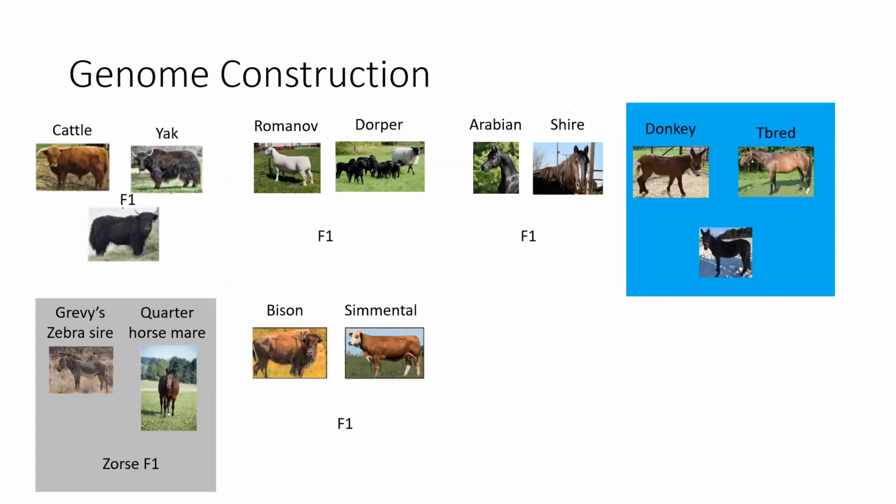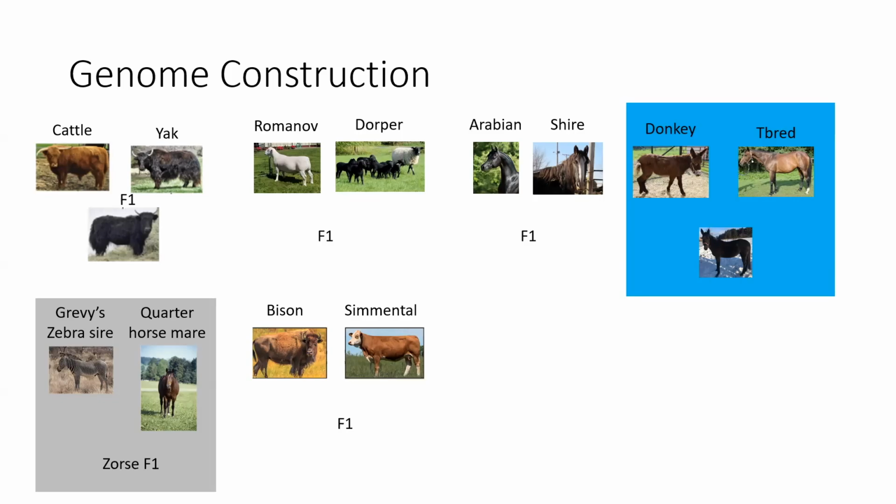Again, the rest of us in the animal community have been taking advantage of this, with the yak assembly I just told you about. These are some other projects that I've been involved in. Romanov and Dorper, those are both sheep. Again, the accuracy of these reads is good enough that even within species, you can do a pretty good job of separating these things. With an Arabian, we crossed an Arabian sire with a Shire mare. A Shire, Arabian, really pretty horse. Shire is like a Clydesdale, only bigger.